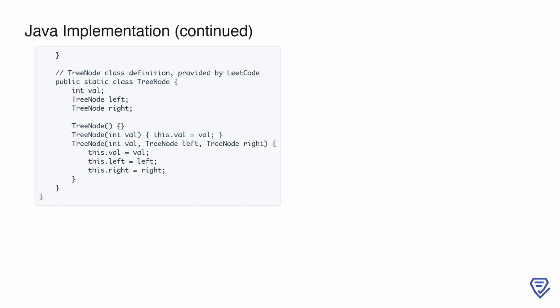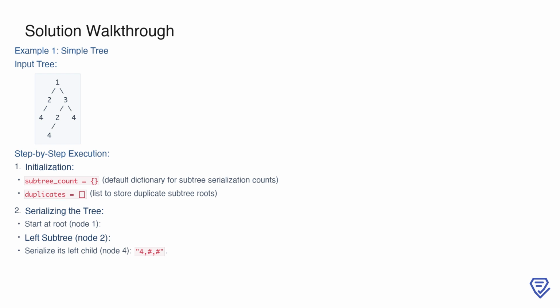Together, the tree node structure and the methods we've implemented allow us to systematically traverse the tree, serialize its structure, and identify duplicate subtrees efficiently. To solve this problem, we need to identify duplicate subtrees in a binary tree. Let's start with a simple example.